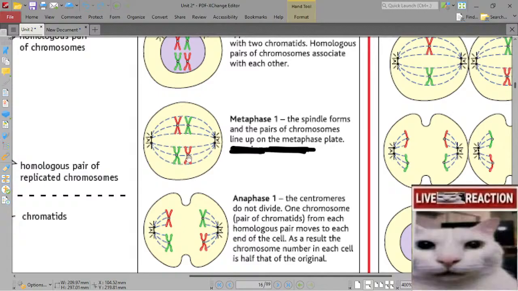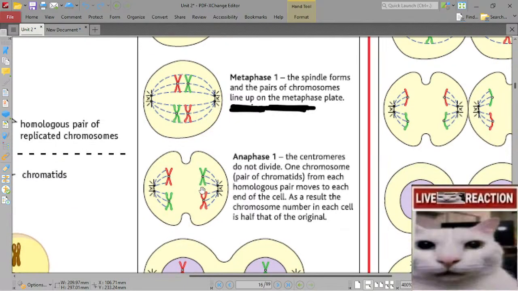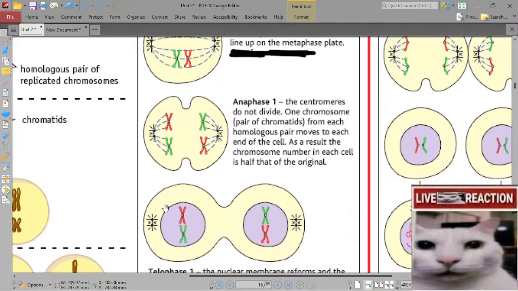Then the chromosomes line up in the center, forming a metaphase plate, and the spindle fibers bind. In anaphase, the spindle fibers begin to contract. But as a result, they don't actually split the chromatids into two separate chromosomes, they just move. They break apart the pairs into separates. So now what you're left with is one chromosome, which is a pair of chromatids, from each homologous pair moving to the end of the cell, and as a result, the chromosome number in each cell is half of the original.